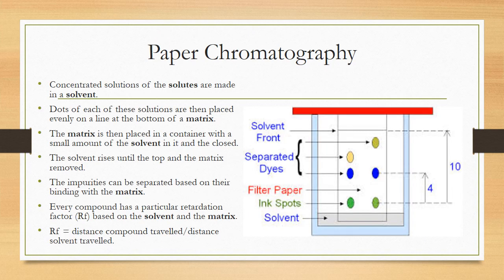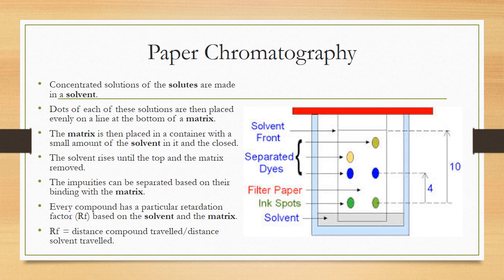And finally, we have paper chromatography. In this, concentrated solutions of solutes are made in a solvent, so they have to be dissolvable in the solvent. Dots for each of these solutions are then placed evenly on the bottom of a matrix. Usually for paper chromatography, that matrix is paper, so the name. The matrix is then placed in a container with a small amount of solvent in it and closed.